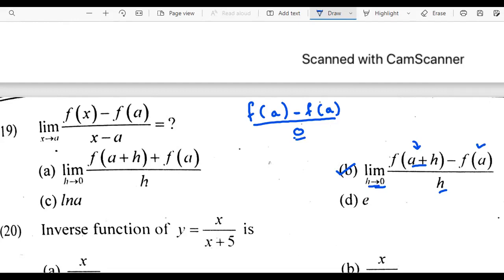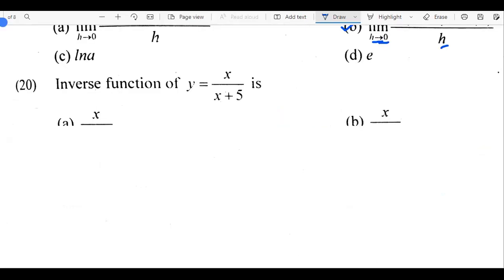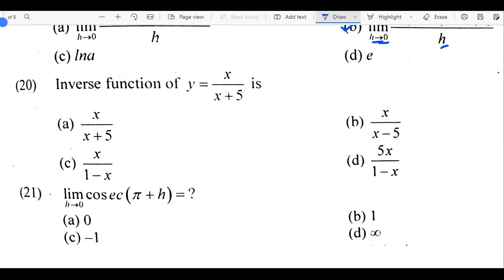Okay, let's talk about the next question, that is the 20th question. Inverse function of y equals x over x plus 5 equals. Now, whenever we have been asked to find the inverse function, it's very simple. Step 1 is to replace x and y.